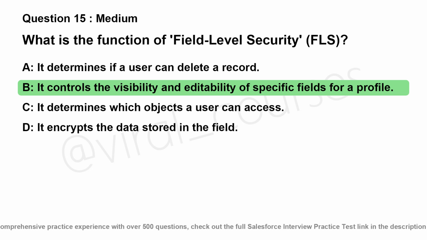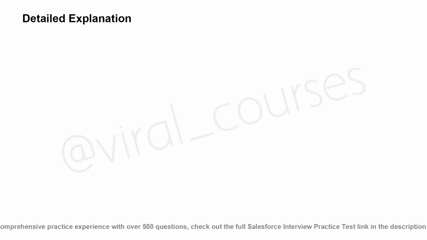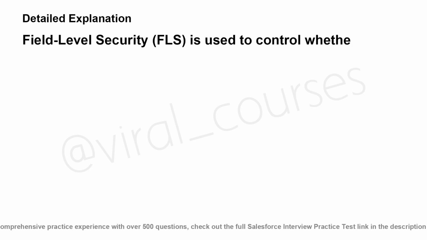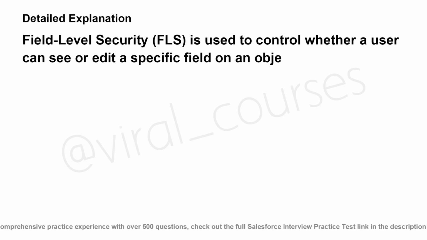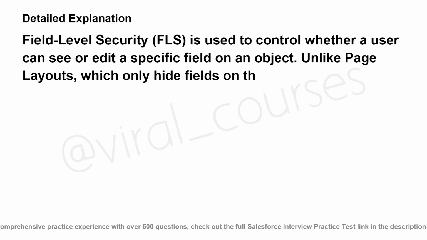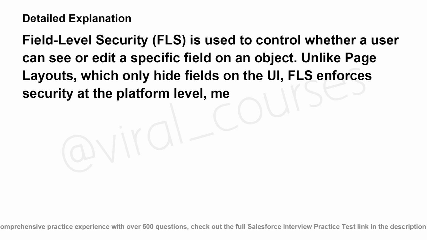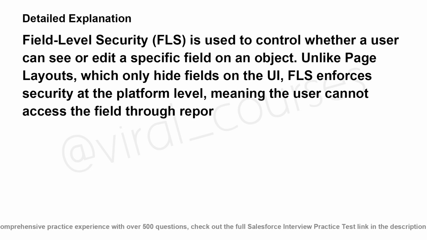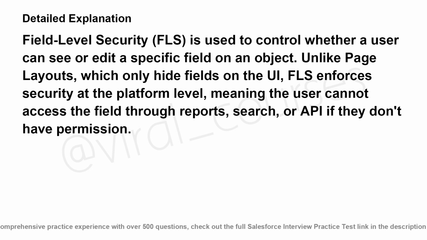The correct answer is B. Field level security (FLS) is used to control whether a user can see or edit a specific field on an object. Unlike page layouts, which only hide fields on the UI, FLS enforces security at the platform level, meaning the user cannot access the field through reports, search, or API if they don't have permission.